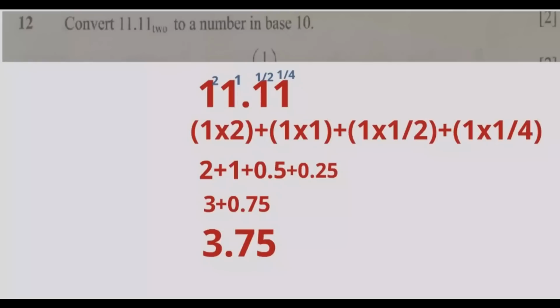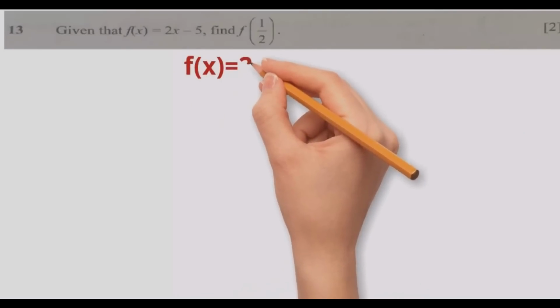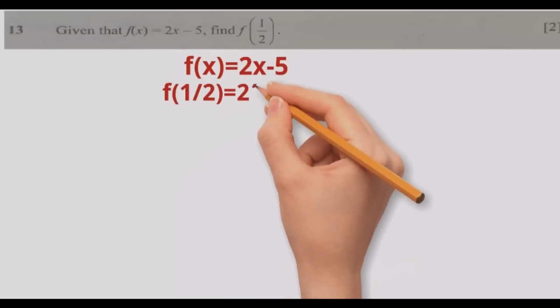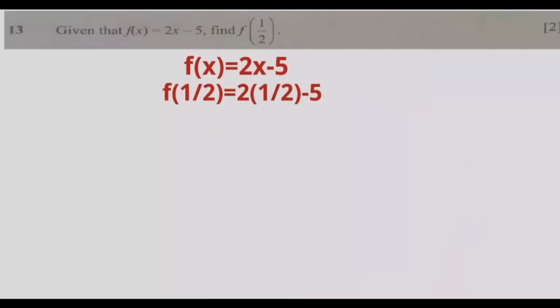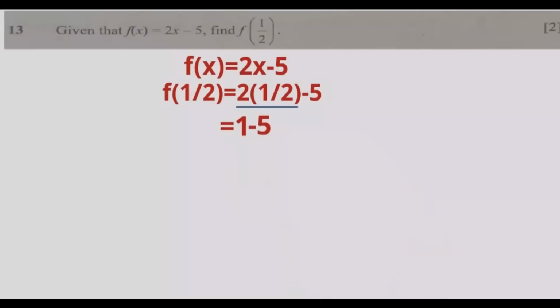Now we go to the next question. Question 13 was as follows. Given that f of x is equal to 2x minus 5, find f of 1 over 2. I'm going to rewrite this expression: f of x is equal to 2x minus 5. Then f of 1 over 2 is equal to 2 times 1 over 2 minus 5. When I evaluate, 2 times 1 over 2 gives us 1, so we have 1 minus 5. Which one is bigger between 1 and 5? It's 5. So what is the sign of 5?